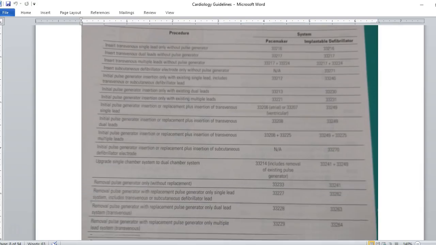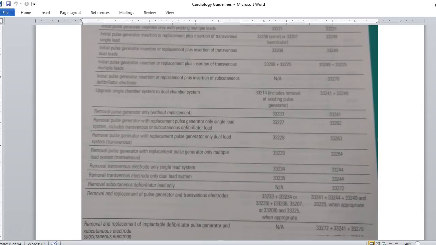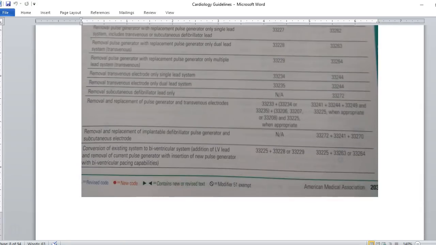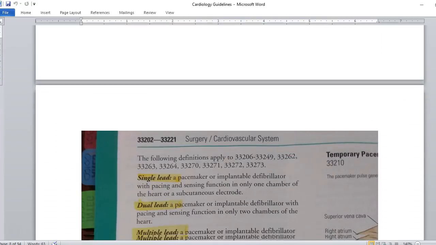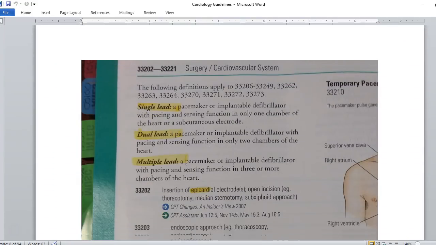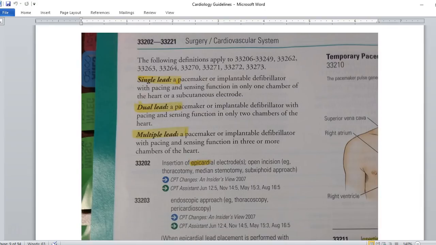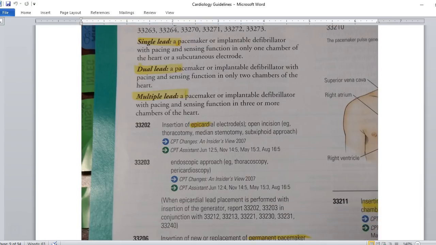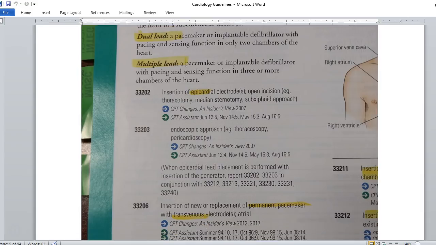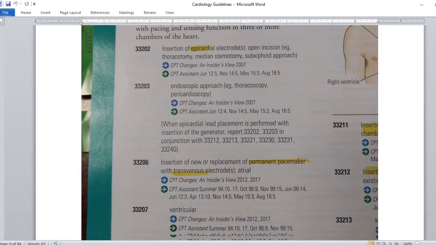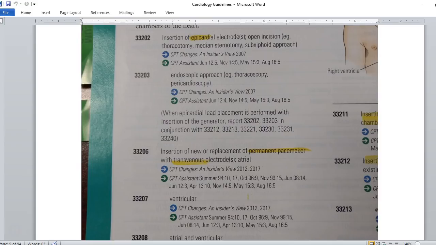As we continue on, there are a couple definitions. They remind us of the differences between a single lead, a dual lead, and a multiple lead. Again, single lead goes in one chamber, dual lead goes in two chambers, multiple leads go in 3 or more chambers of the heart. And again, the first thing that you'll notice is these first codes, 33202 and 33203, are insertion of the epicardial. And then when we get to 33206, we get to insertion of the permanent pacemaker with a transvenous electrode.